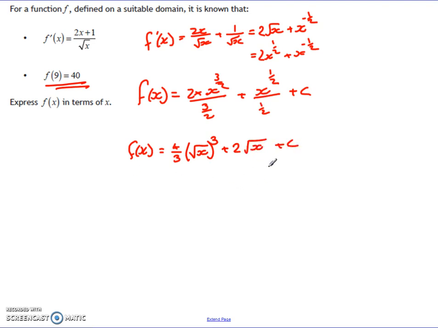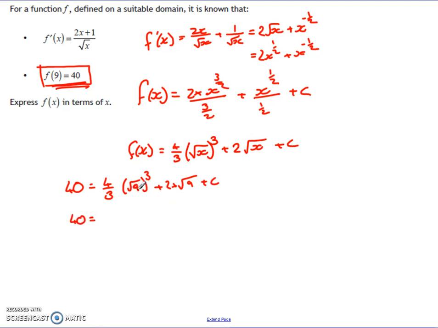So that's us got the general equation there, but now we have to use this. Now we have to use the f of 9 equals 40 in order to be able to get our constant of integration. So, let's crack that. f of 9 equals 40. What that means is 40 equals, and substitute in 9 wherever there's an x. 4/3 bracket square root of 9 to the power of 3 plus 2 times square root of 9 plus c. Now we have to solve this. We'll get our c, we get our equation.